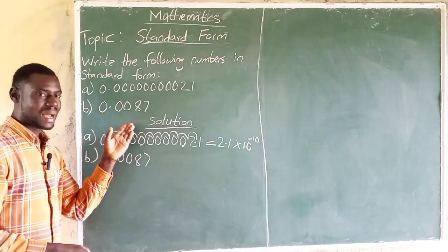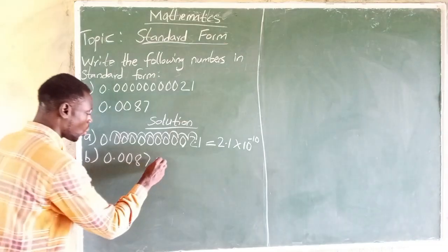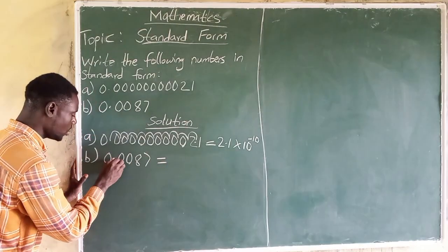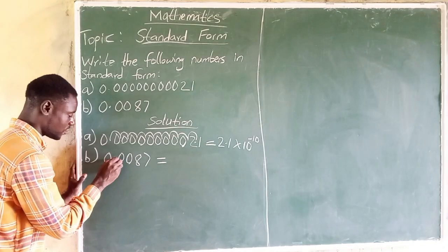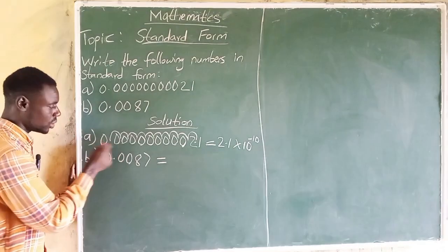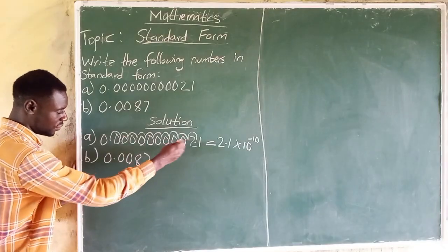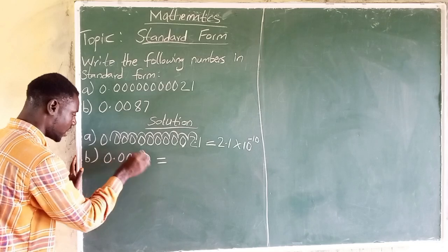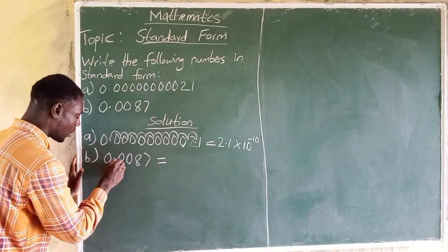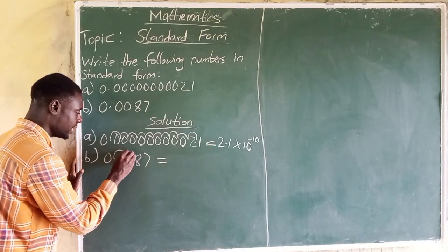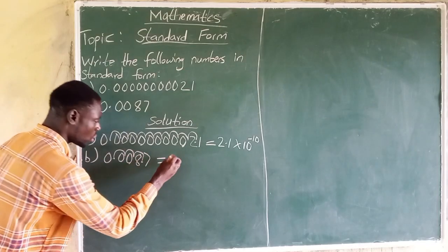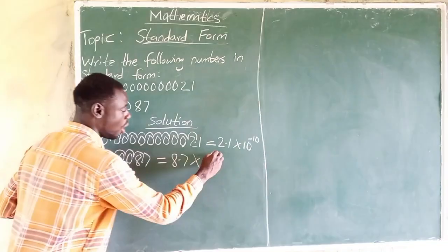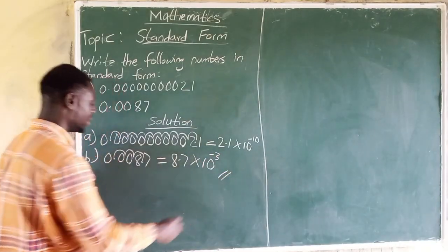Now the B part of it is 0.0087. The significant numbers there are just what? 8 and 7. So you use the same pattern. You take this point down to the back of the first significant figure. When I take this point out of this place, the whole of this place is 0, 0, 0. There is no point again, so it's no more necessary. Let's go. 1, 2, 3. Are you seeing it? So you write 8.7 times 10 raised to the power of minus 3. So this is your final answer.